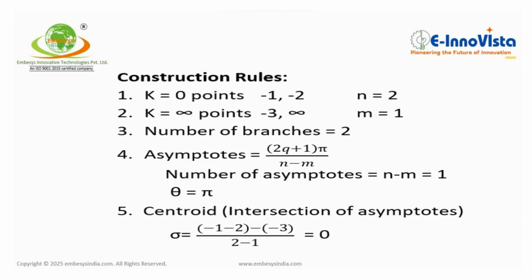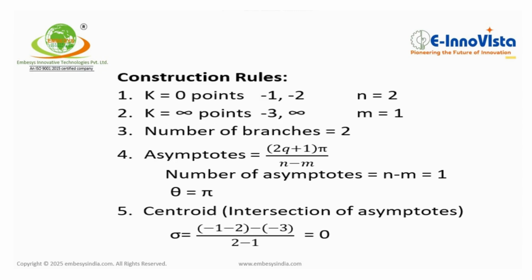So the number of branches here is 2, and the angle of asymptotes is (2q plus 1) pi divided by (n minus m). So the number of asymptotes is n minus m, where n refers to the poles and m refers to the zeros. Poles is 2 and zeros is 1, so 2 minus 1 equals 1. So the number of asymptotes is 1 and theta is pi.